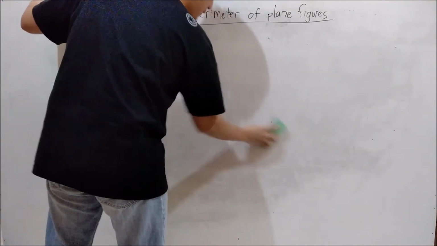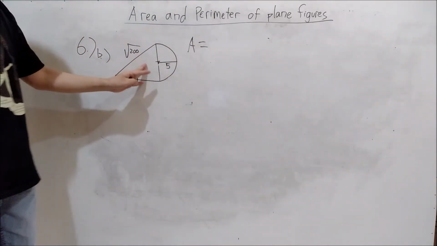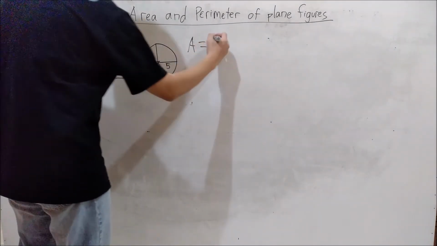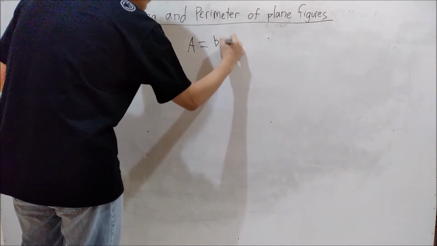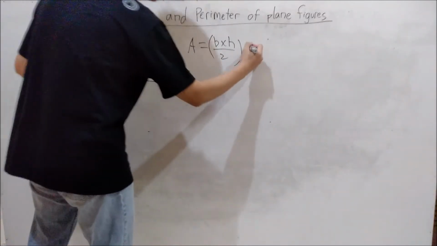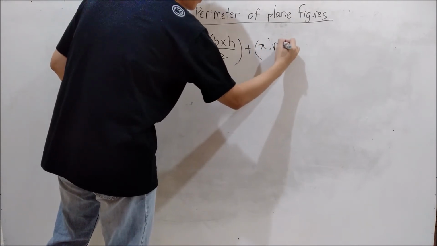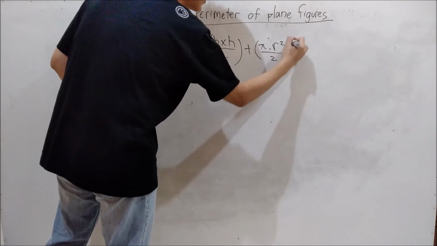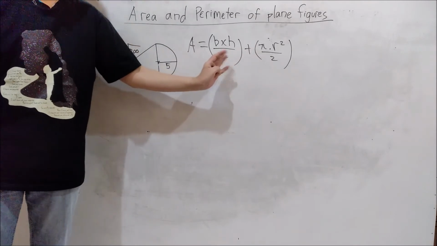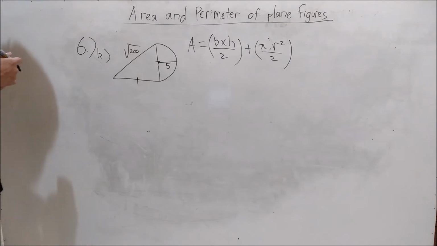So to get the area of the figure, what you will do is write the formula first. The area will be the area of the triangle plus the area of the semicircle. We know the area of the triangle is base times height divided by 2. And then the area of the semicircle is pi r square divided by 2. As you notice, this question is actually pretty nice. It gives us both denominators as 2, so we don't have to change the denominator later on.